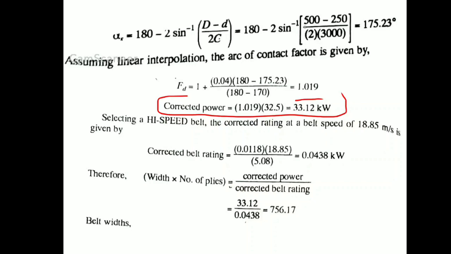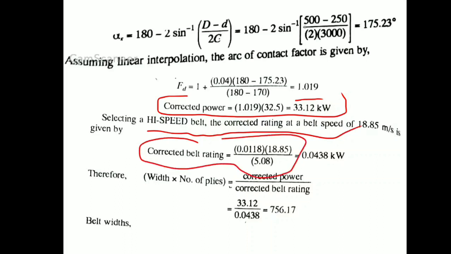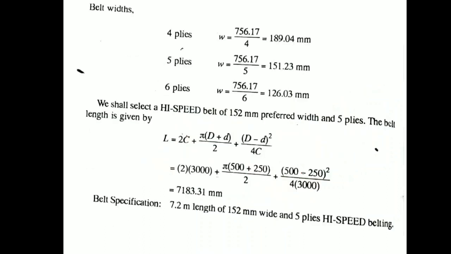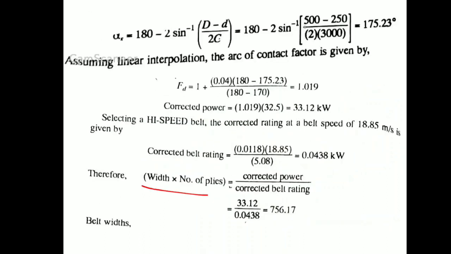Now the next step is to calculate the high speed corrected belt rating. If I consider the high speed belt, the corrected belt rating equation is given in the chart: 0.0118 into velocity divided by 5.08. Through this I'll get this amount of corrected belt rating. I divide the corrected power by the corrected belt rating and it is equal to 756. The next equation I know is width into ply is equal to this. I know the chart of the number of ply, so I'll get the width.